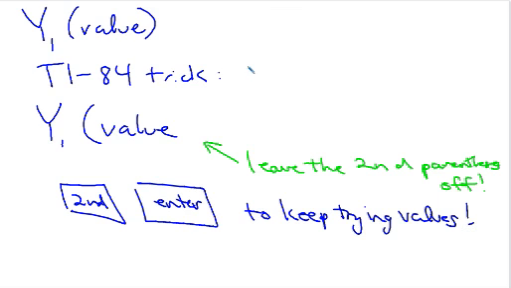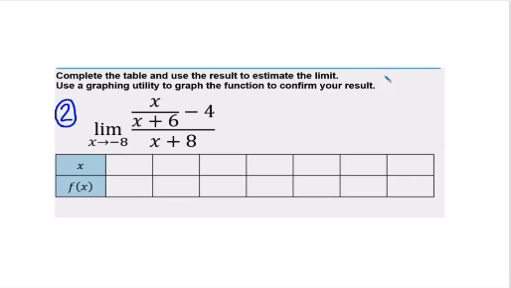Now, what I'd like to do now, I'm going to pause the video, and I'm going to let you try this one on your own. Use a table to estimate the value of this limit as x approaches -8. I will pause the video.